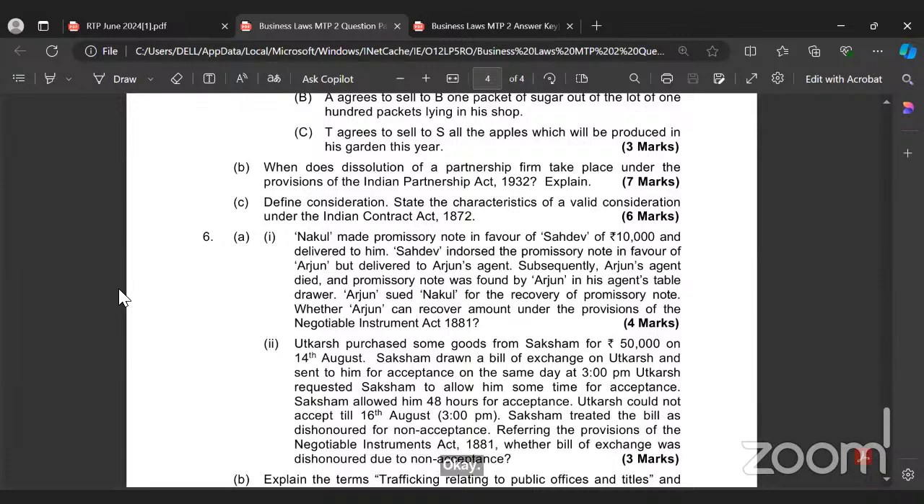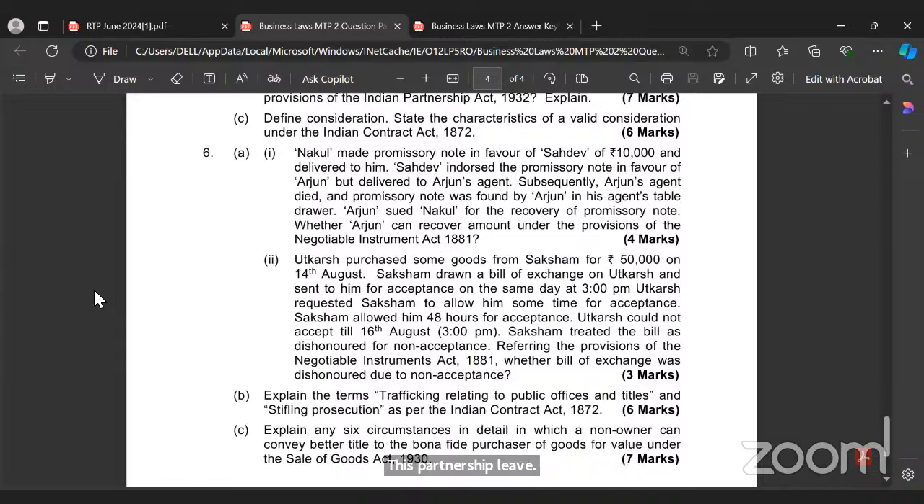This partnership, leave. C. Define consideration. State the characteristics of a valid consideration under the Indian Contract Act 1872. 6 marks, very good. So definition, say consideration section 2D, right? Yes, sir.